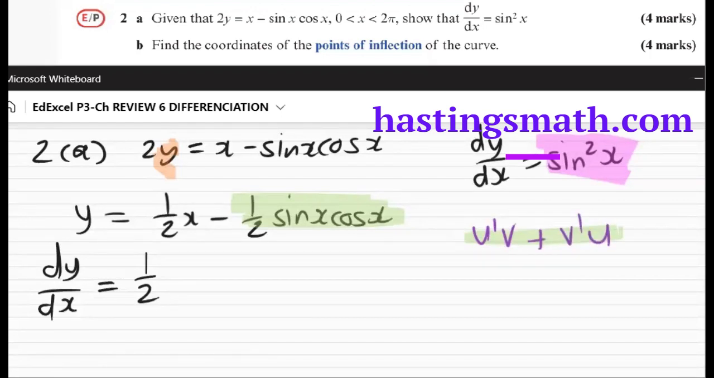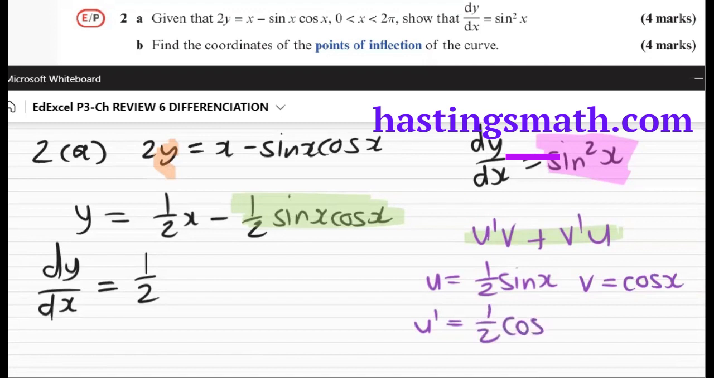Let's let our u be a half sine x. And let our v be cos x. Okay, so this will sort out my previous question, which goes which. So let's take a look. U dash, sine goes to cos. The a value stays the same, the constant involved there. So it's half cos x. And v dash is negative, so cos goes to negative sine x. Okay, so just to answer my own question from the previous example, cos goes to negative sine, sine goes to cos.